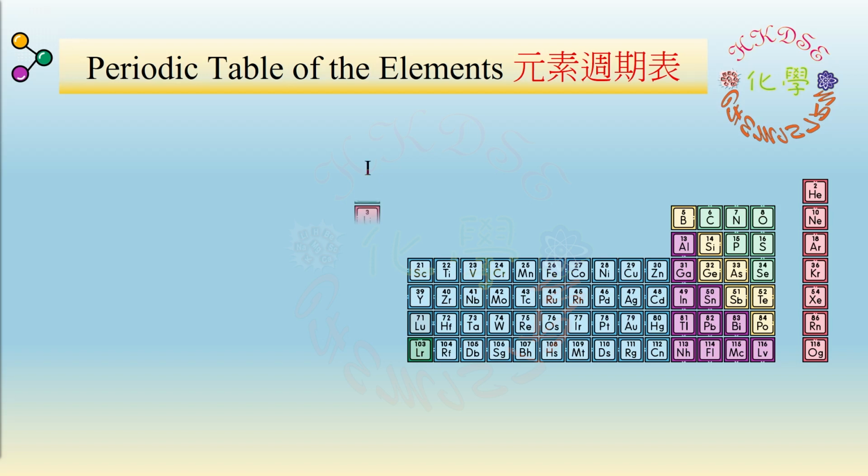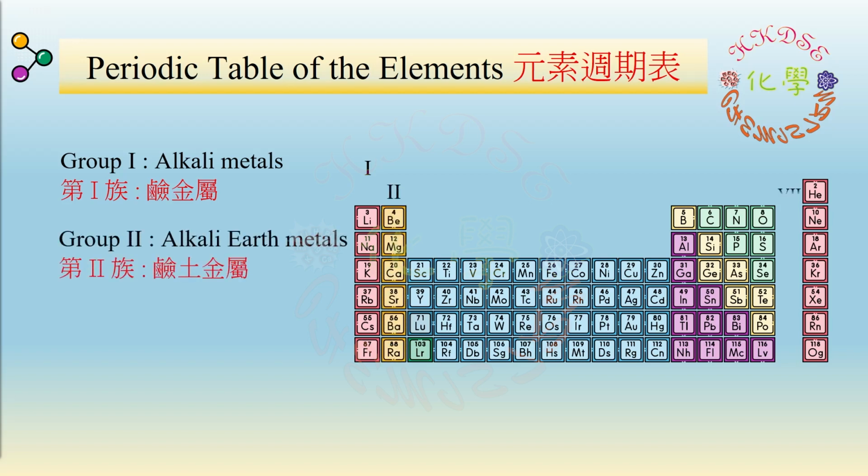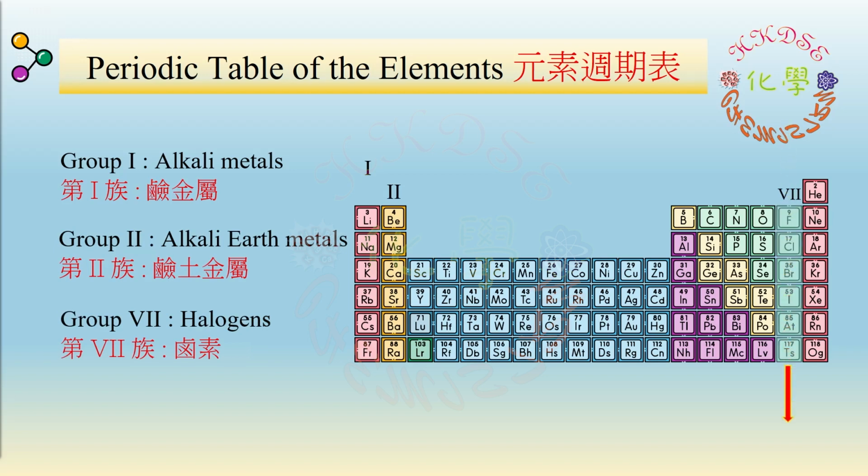Some groups have special names. Elements in group 1 are known as alkali metals. Elements in group 2 are known as alkaline earth metals. Elements in group 7 are known as halogens. These elements become less reactive as you go down the group.